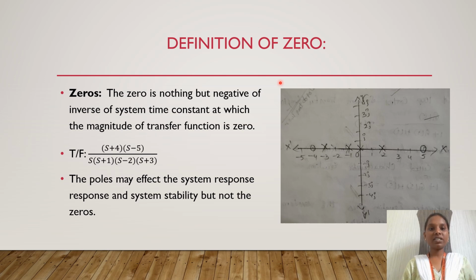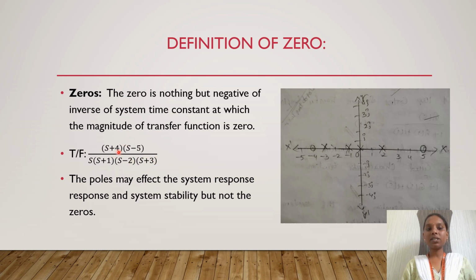So, coming to the topic, first of all, what is meant by a zero? The zero is nothing but the negative of the inverse of the system time constant at which the magnitude of the transfer function is zero. For example, here the transfer function is (s plus 4)(s minus 5) divided by s(s plus 1)(s minus 2)(s plus 3).